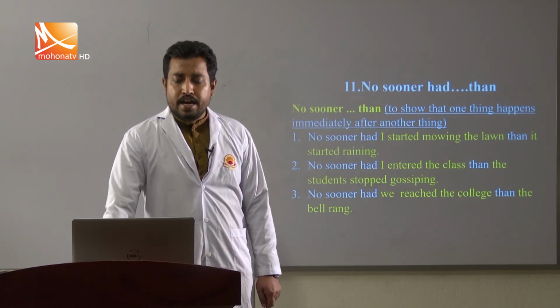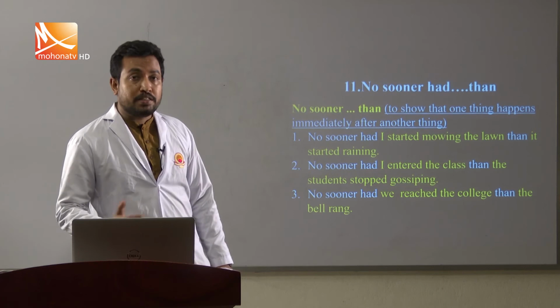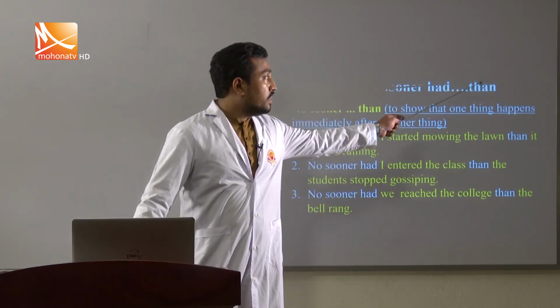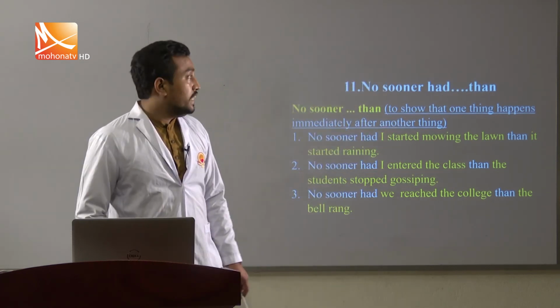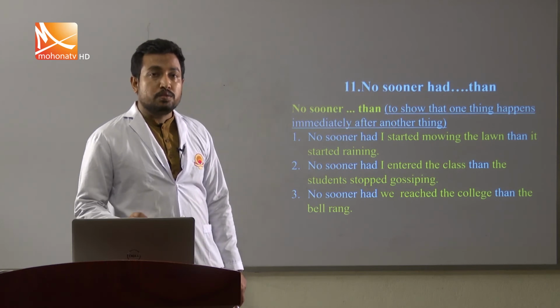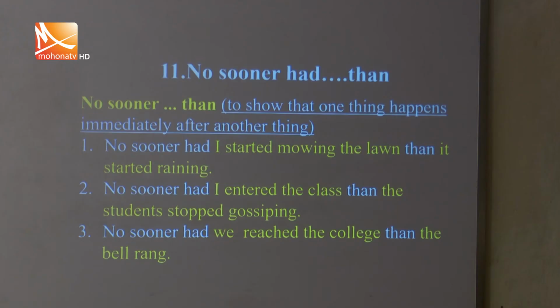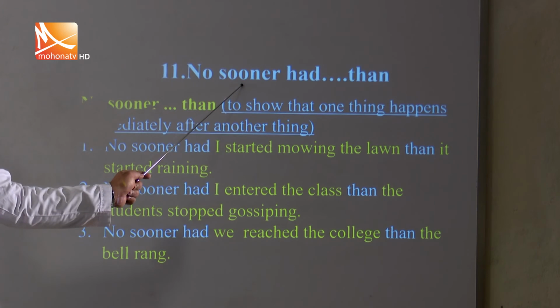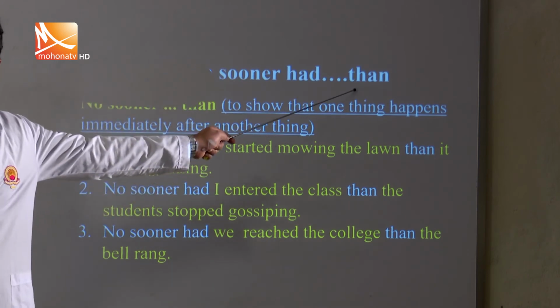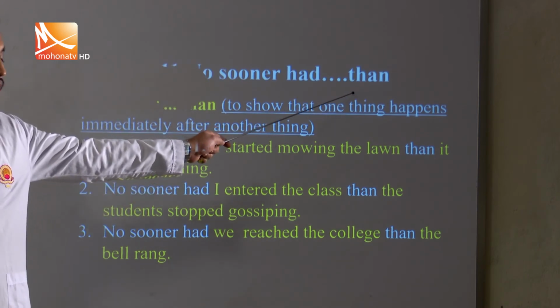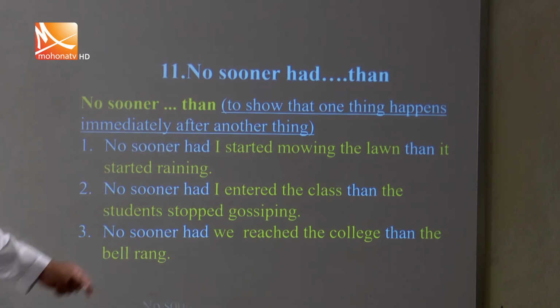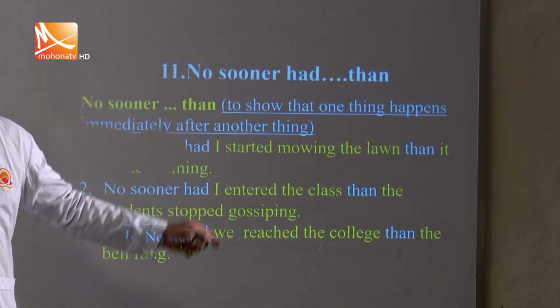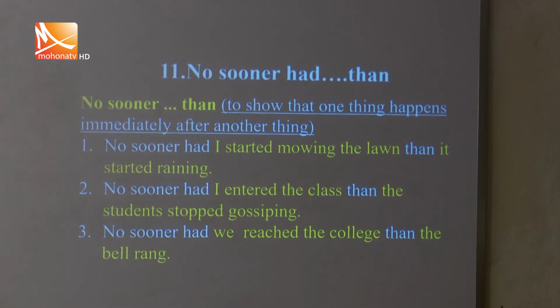No sooner had... And I should mention, please look at this, the word is "than," not "then." We will not use "then." Why? Because here is the comparative form: soon, sooner, soonest. Here the comparative form is sooner, that is why we are using "than." There is no actual meaning of "then" here in this sentence. We are just using this for the comparative form of sooner. Okay.